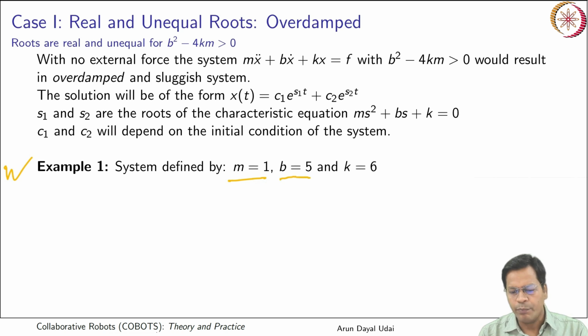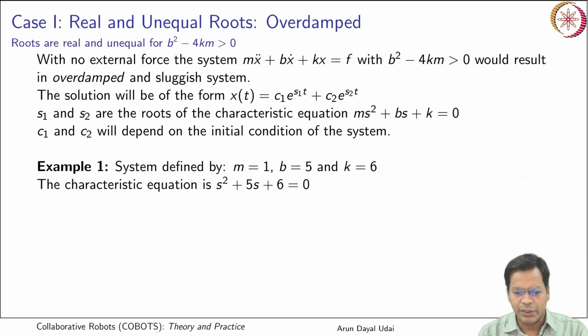Similarly, B, that is the damping constant, is 5. Stiffness is 6. Okay, so the characteristic equation can be written as ms square, that is s square, plus bs, that is 5s, and plus k, so it is 6. It is equal to 0. So that goes here. So in the last class you saw why this is called a characteristic equation.